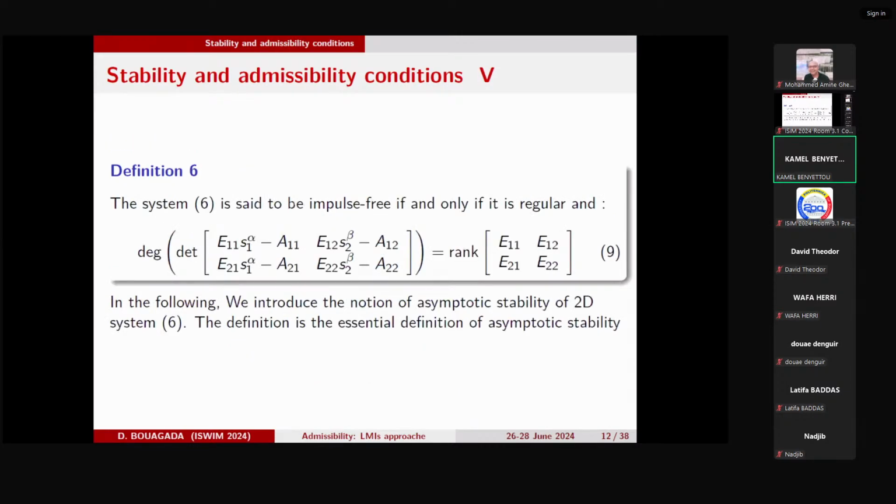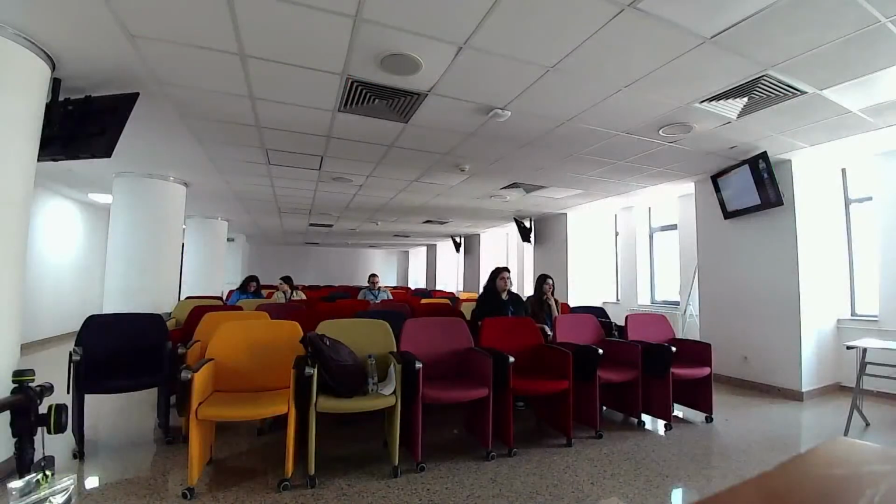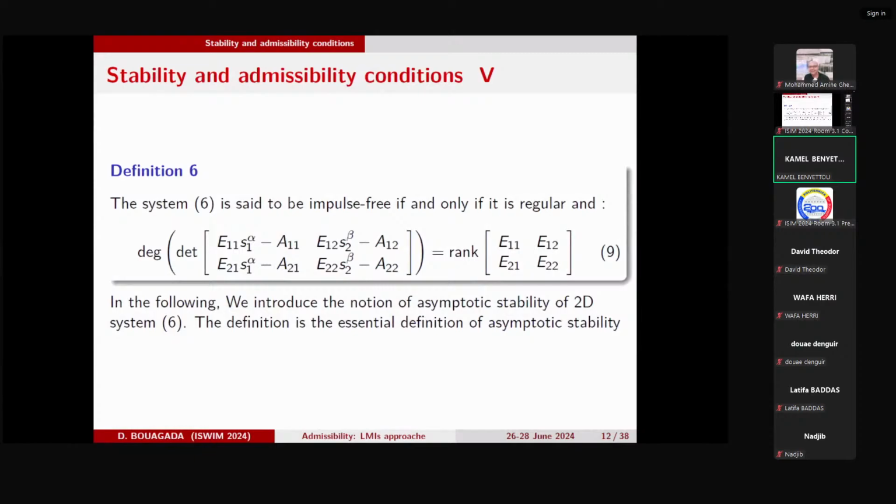Another definition: the system 6 is said to be impulse free if and only if it is regular and the degree of the determinant is equal to the rank of the singular matrix E. Then, in the following, we introduce the notion of asymptotic stability of a 2D system described by equation 6.